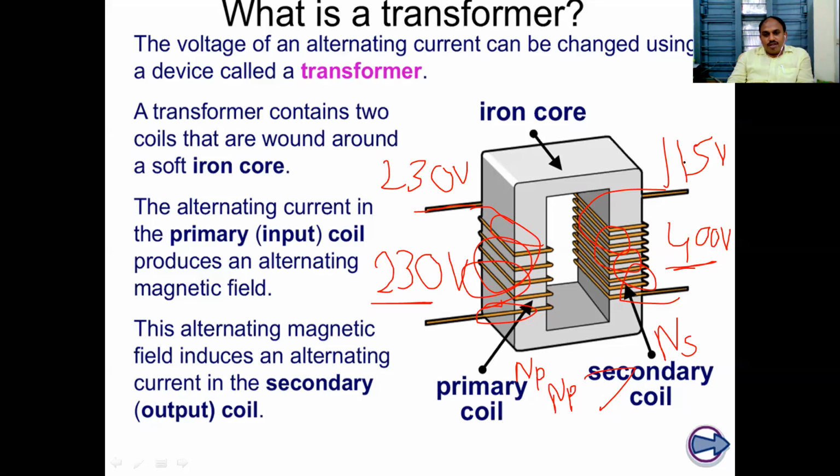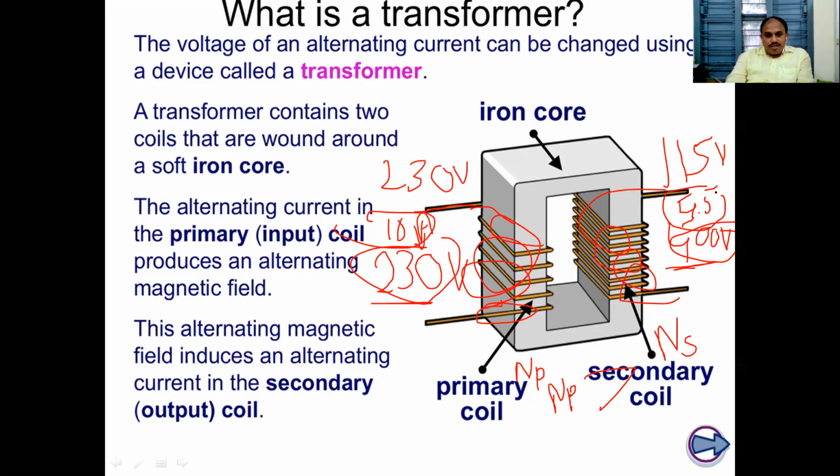Simultaneously, current levels also change. Suppose the primary current is 10 amperes in the 230 volts case. Proportionately, the current values also change. So when 230 becomes 440, the 10 amperes becomes almost half, about 4.5 or 5.5 amperes. Voltage values change, and simultaneously current values change.